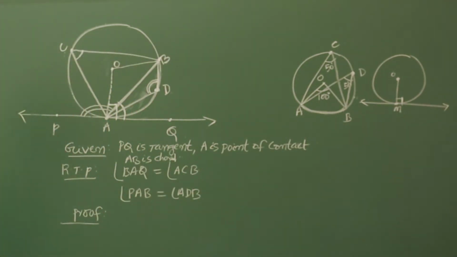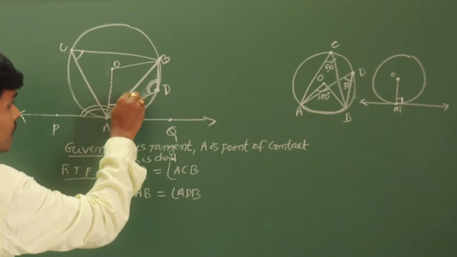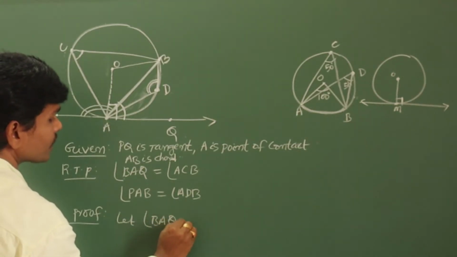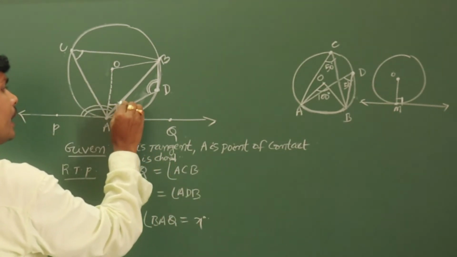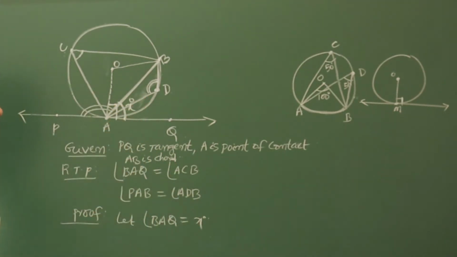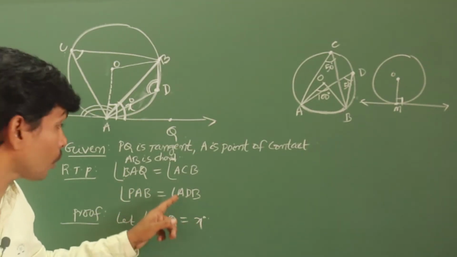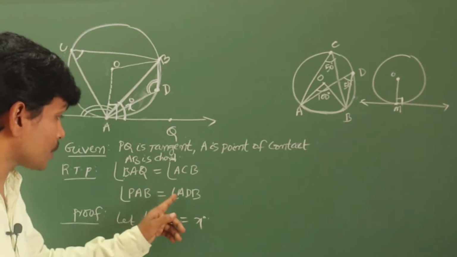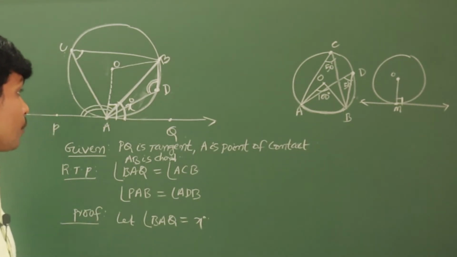Now observe our required angle. This is the AB chord, no? This side angle BAQ, let it be X degrees. Then we have to prove that angle ACB is also X degrees. Now your task is to prove that angle ACB is X degrees. So now try to prove it.